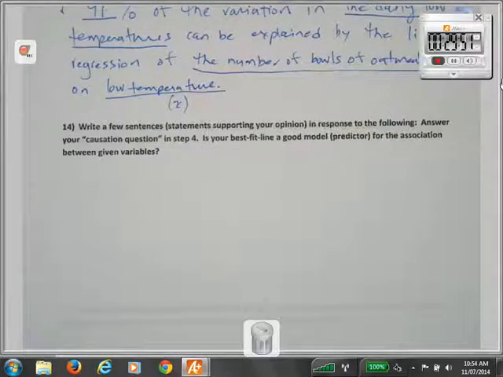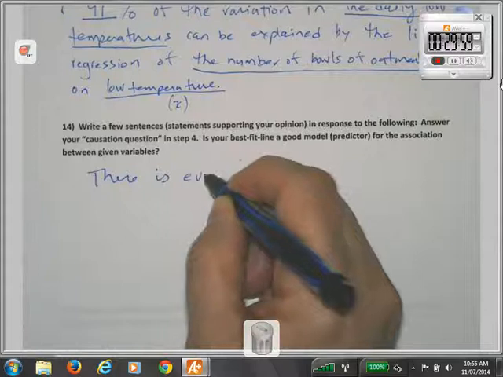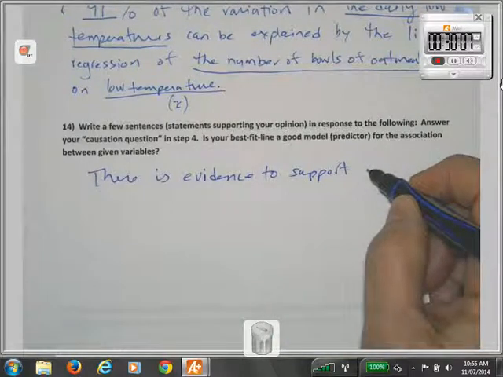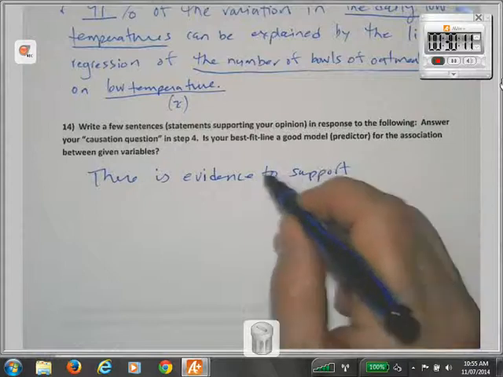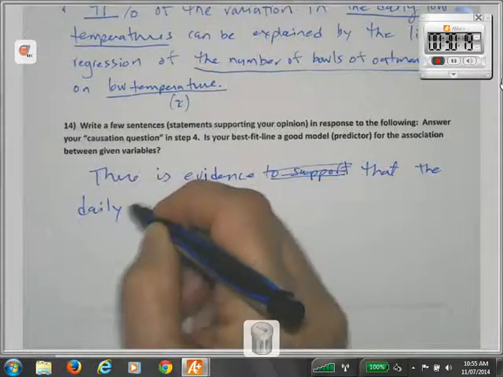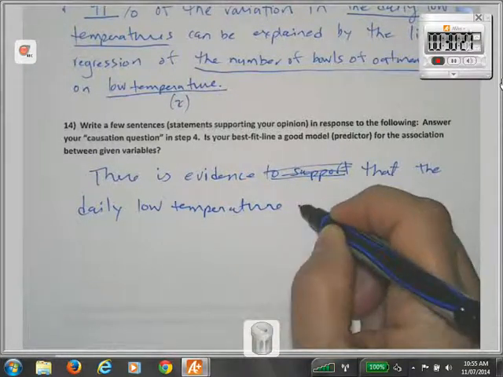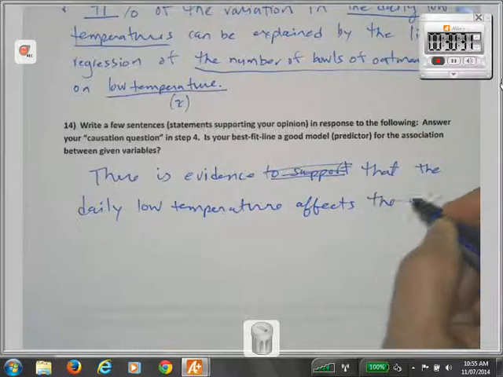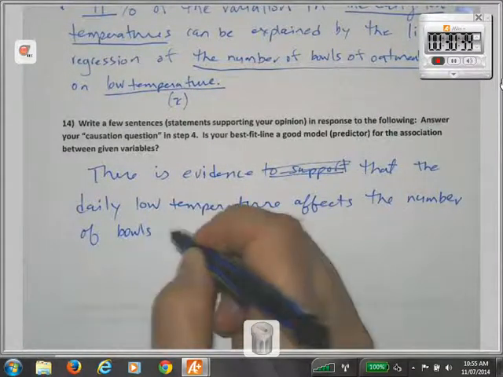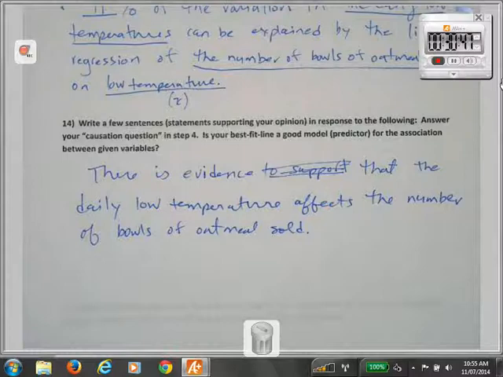So what did I say? There is evidence, I'm gonna get rid of "to support", that the daily low temperature affects the number of bowls of oatmeal sold. Okay, so that answers the causation question.